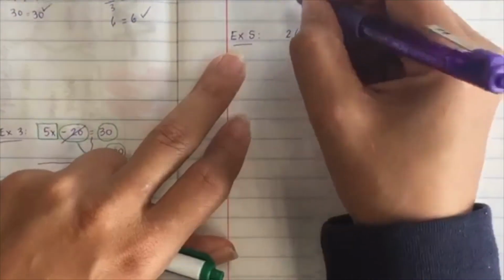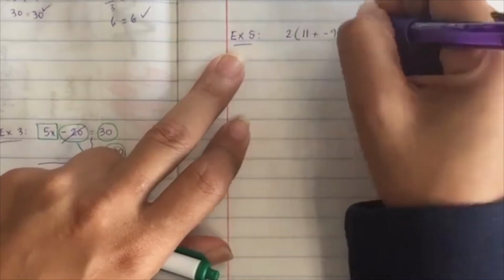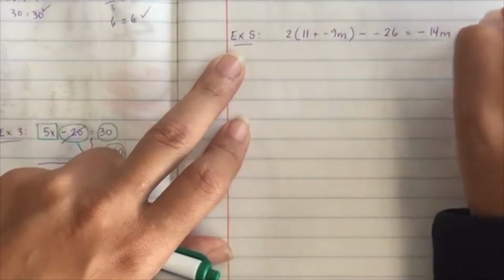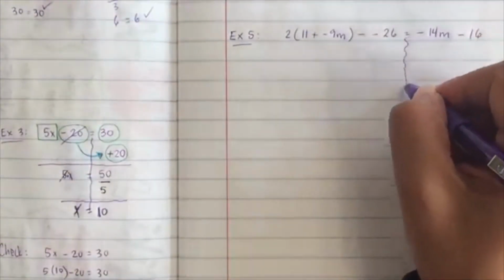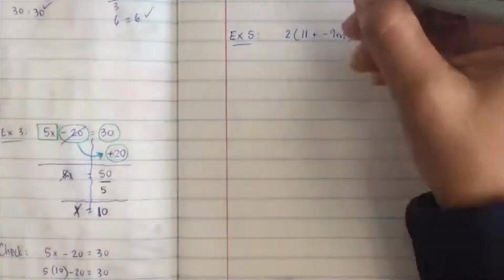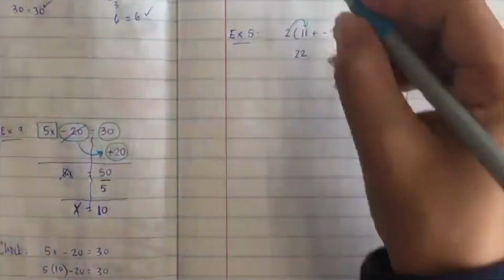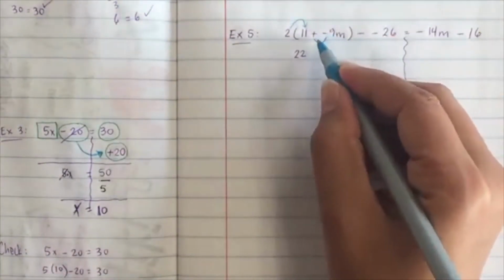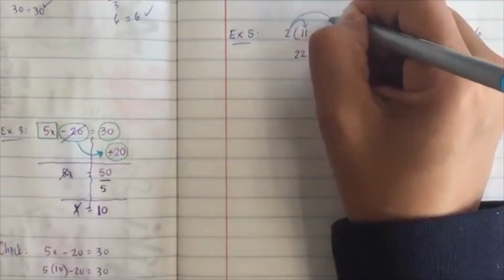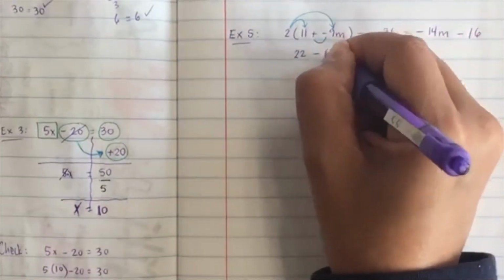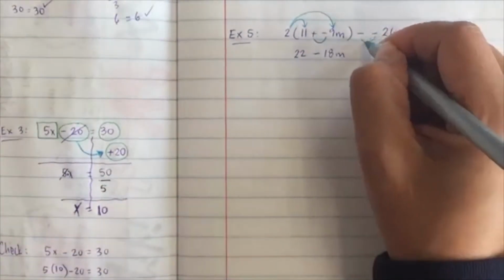So let's say 2 open parentheses, 11 plus negative 9m close parentheses minus negative 26 equals negative 14m minus 16. Draw a river. Let's go ahead and get in the house as needed. So we're going to have 22. And then draw a smiley face. Remember, when you have two signs, draw a smiley face. Good or bad? Bad, right? So that's bad. So that's going to be negative, so that's going to be negative 18m.